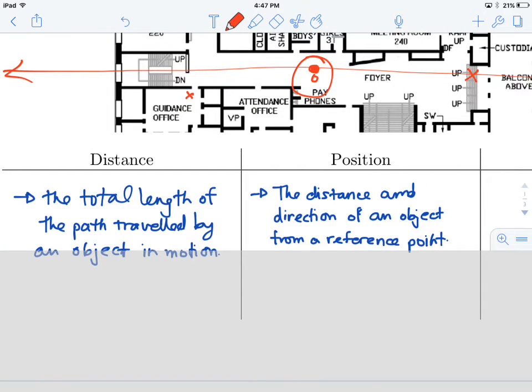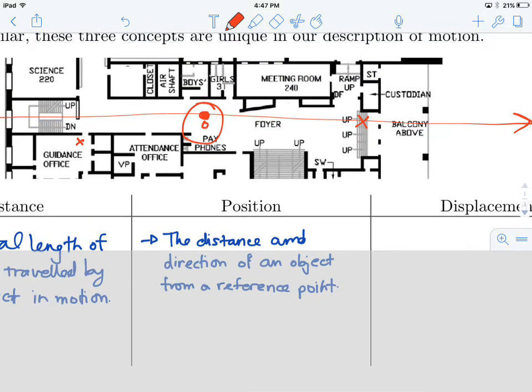It's just the total length of path. But position is a vector, because if I said that the person is standing 16 meters from this point, where we go like this, and here's 16 meters. Well, we need to be specific about that, because 16 meters could also be over here, right? You would see that there would be 2 possible spots.